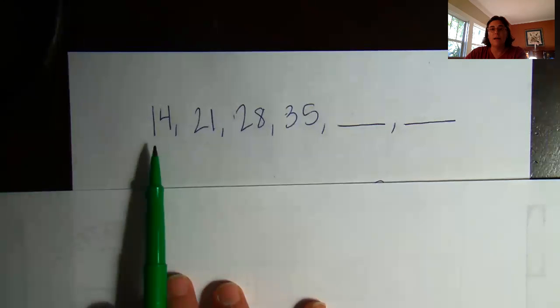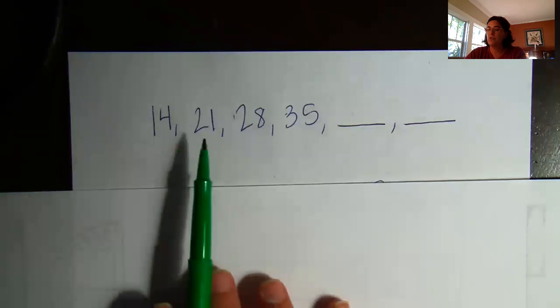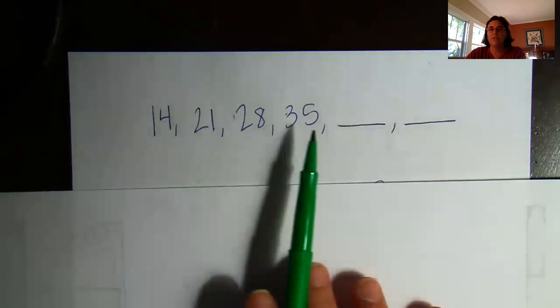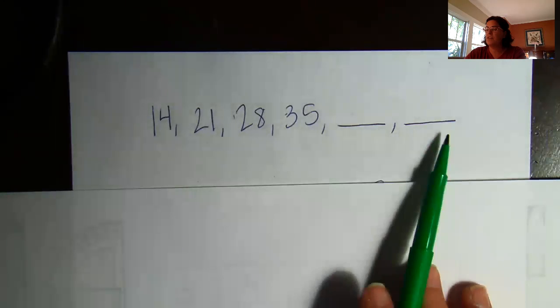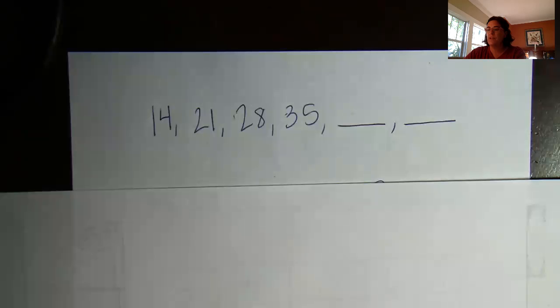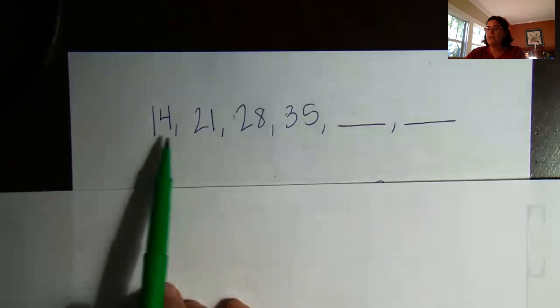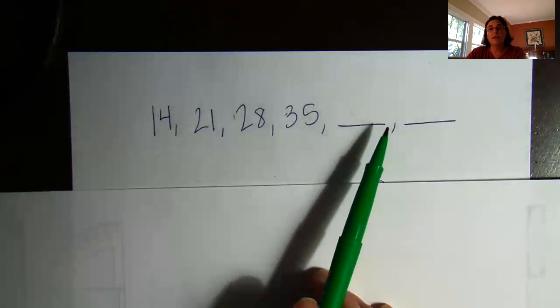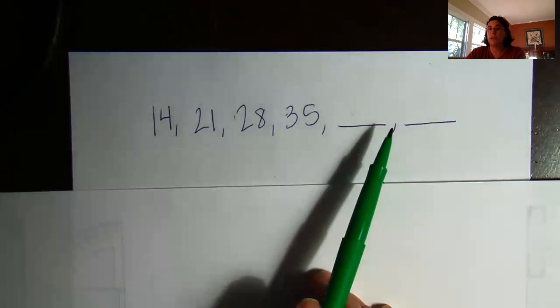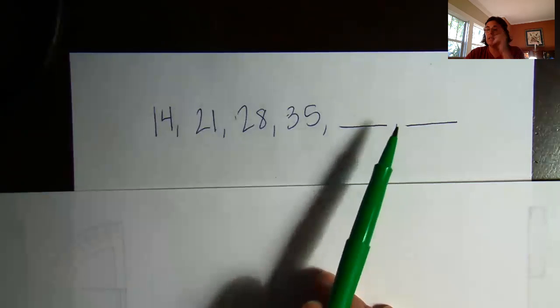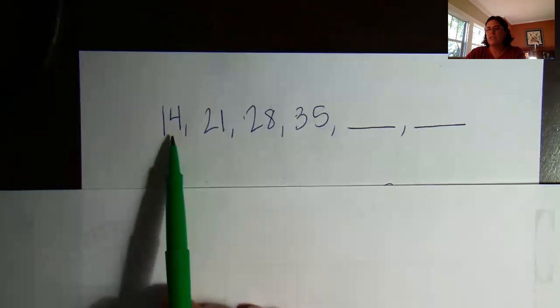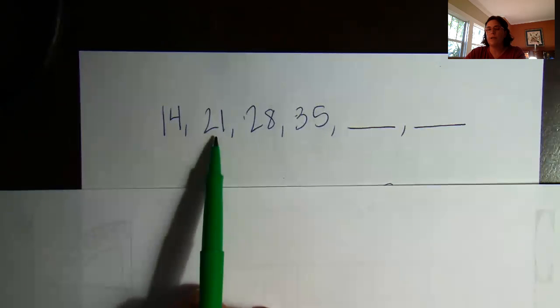This pattern goes 14, 21, 28, 35, and then I need to figure out the next two numbers. So I see my numbers are getting larger, so I'm either going to have to add or multiply. So in my head, I'm thinking, can I multiply 14 by any number to get 21?